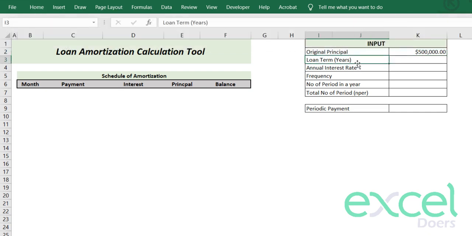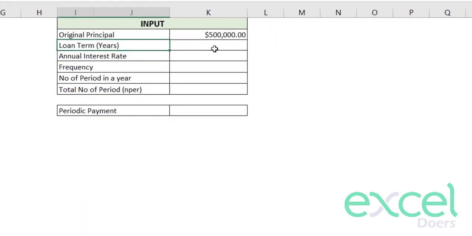Then I need to define for how many years I want to get this loan. For example, I want to get this loan for 30 years, which I will pay back within a 30-year period, right? So I define 30 years. This is my loan term. How much annual interest rate am I going to pay? So the annual interest rate which I agree with my bank is 13%. It can be any interest rate.